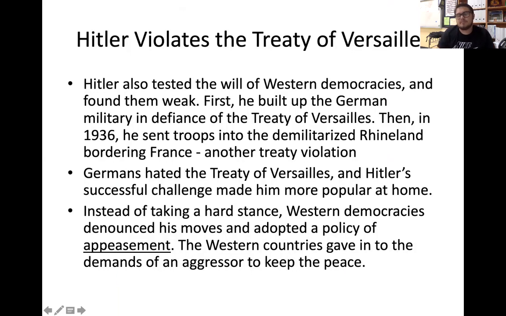Now let's pivot back to Europe. Hitler violates the Treaty of Versailles. That's going to be something he does a lot of, right? So get used to that. Hitler also tested the will of Western democracies and found them weak. First, he built up the German military in defiance of the Treaty of Versailles. Then, in 1936, he sent troops into the demilitarized Rhineland bordering France, another treaty violation.